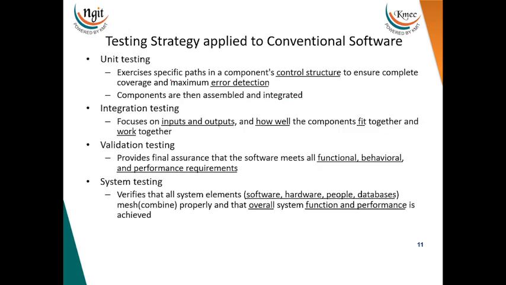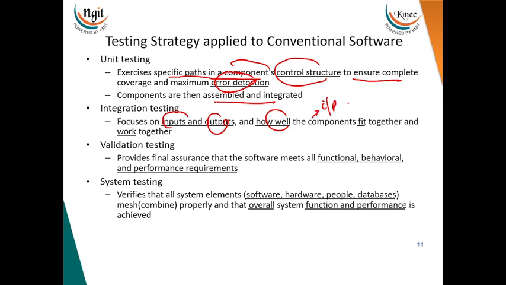Unit testing exercises specific paths of a component's control structures to ensure it covers the maximum error detection. Then components are assembled and integrated. It gives you the flow of information, how each component is going to do it. Integration testing focuses on input and output and how well the components work together. Integration means input and output.